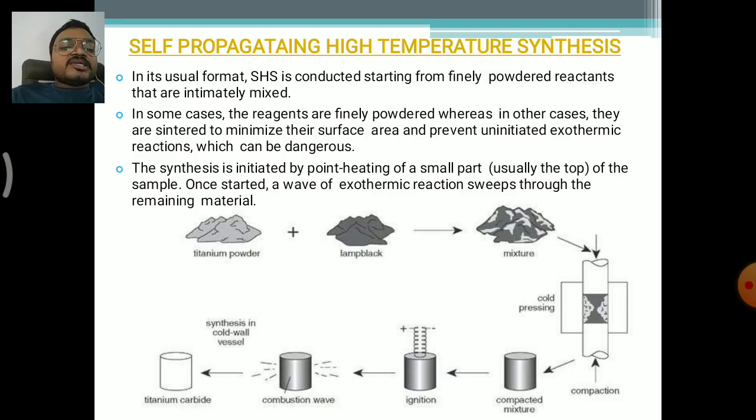purpose, that is current transferring purpose, and the combustion wave is reacted on the solid piece, that is the sample on the topmost part, and synthesis in the cold wall vessel is done, and titanium carbide is obtained in the last solution. So this is the basic line diagram of the SHS, that is self-propagating high temperature synthesis, which is used in the manufacturing of FGM.